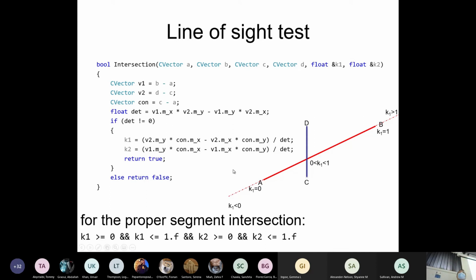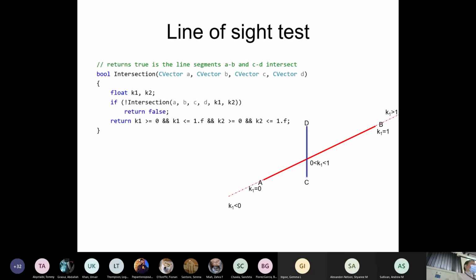For a proper segment intersection, you have to check both coefficients, K1 and K2. So K1 must be greater than or equal to 0 and less than or equal to 1, and the same with K2: it has to be greater than or equal to 0 and less than or equal to 1. So we can actually have a simpler version of this function, which is maybe not so flexible, but easier to use if the only thing we want from this function is to test the line of sight, okay? Provide points A, B, C, D, right? But now all the calculation is done internally, and the function returns true if the line segments intersect, or false if they don't intersect.